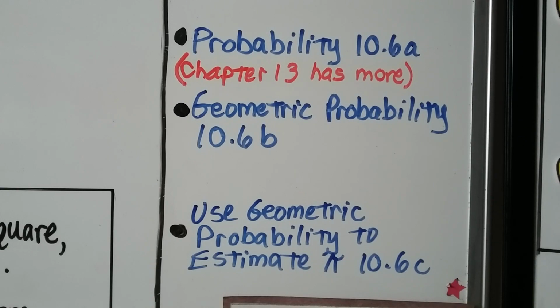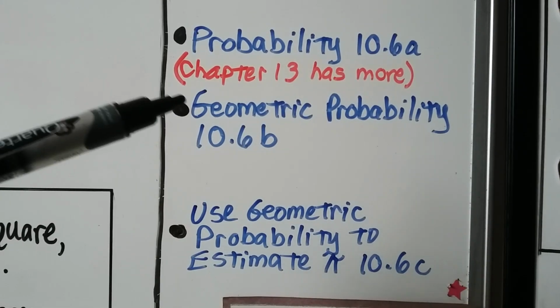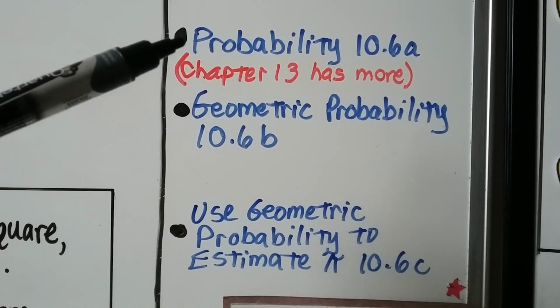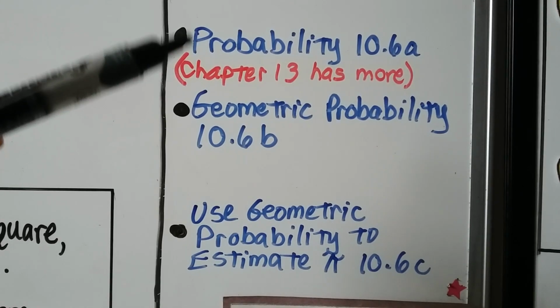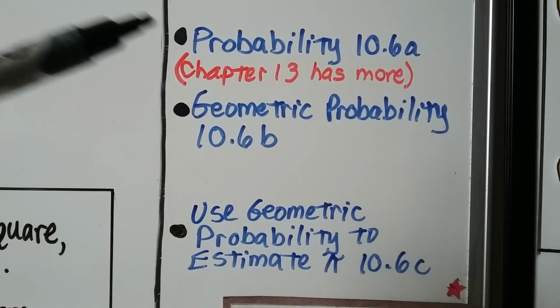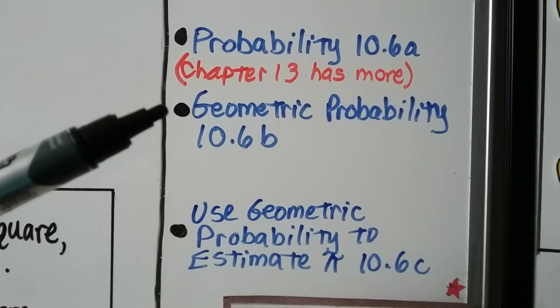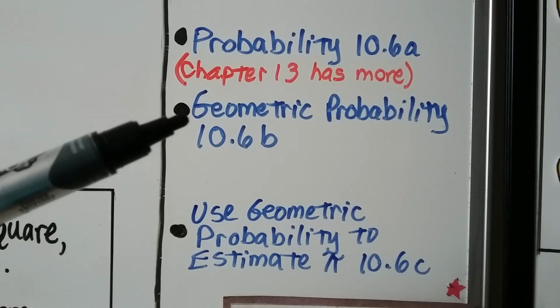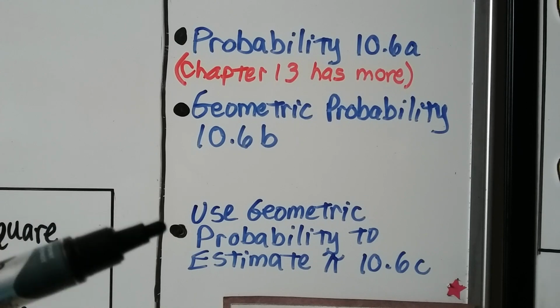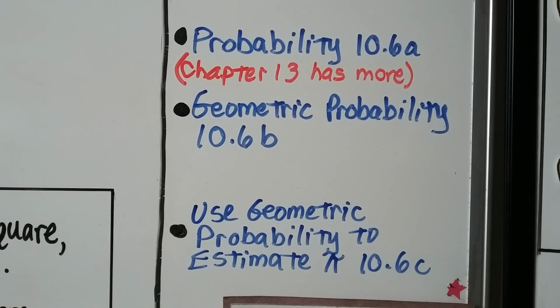So that's it for 10.5. We're going to do 10.6 next, which is broken up into 3 parts. Probability, which is going to remind you of what we learned about probability in middle school and in algebra. And then we're going to talk about geometric probability in 10.6b. I'm going to finish that with using geometric probability to estimate pi in 10.6c.